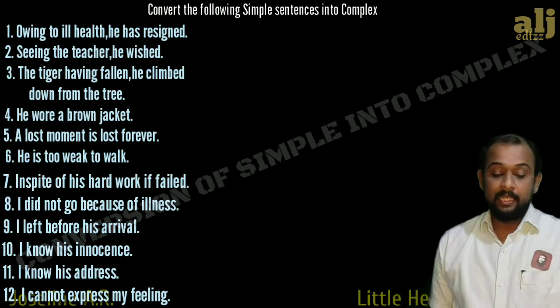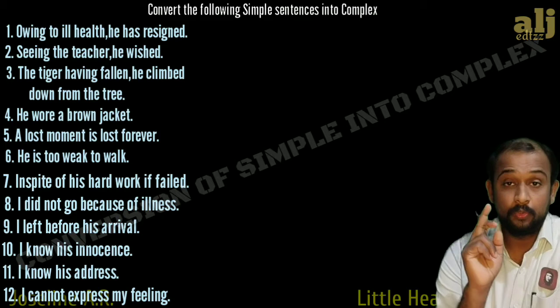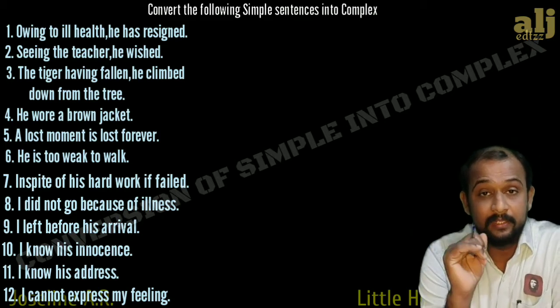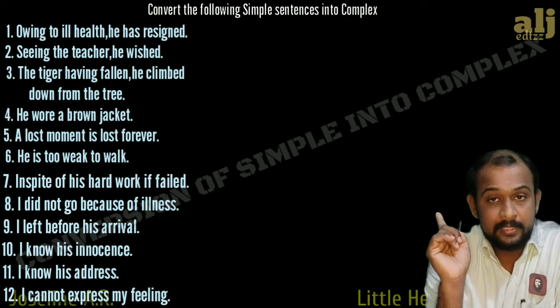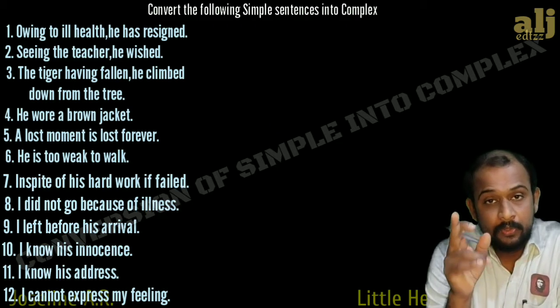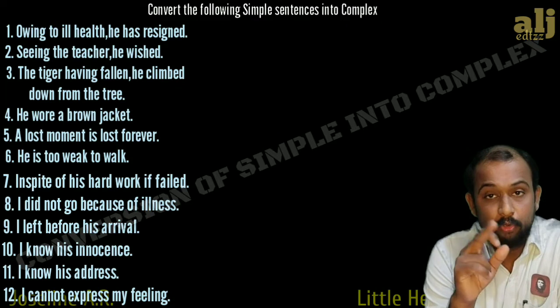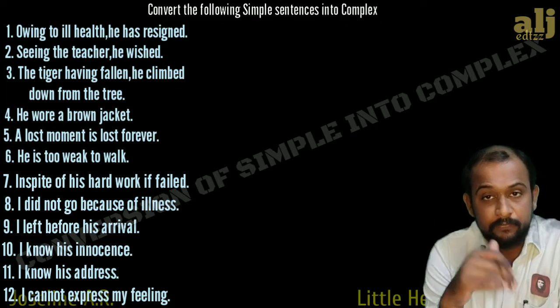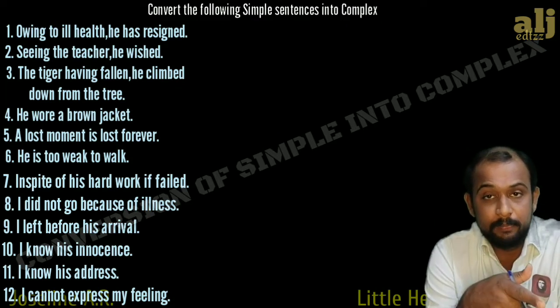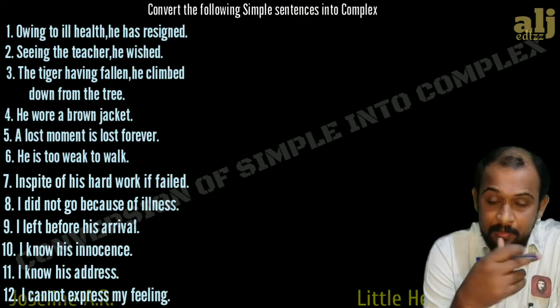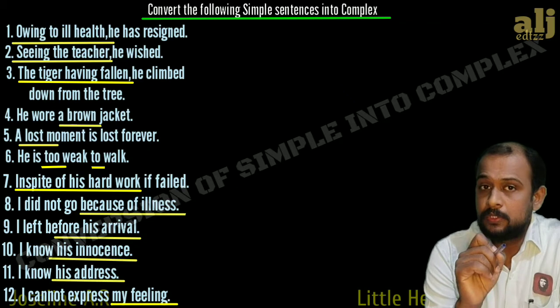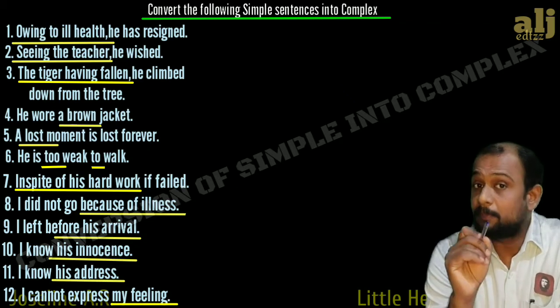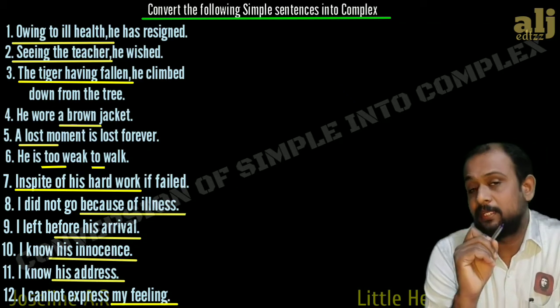Okay, so first one. Owing to ill health, he has resigned. You know very well that the main clause here is he has resigned. So we have the phrase owing to ill health. Owing to ill health is a phrase. You have to convert this phrase into a clause. Only then this simple sentence will become a complex sentence. But be careful, you are going to convert this into a complex sentence, so the clause you are going to convert should be a subclause. It should have a subordinator.